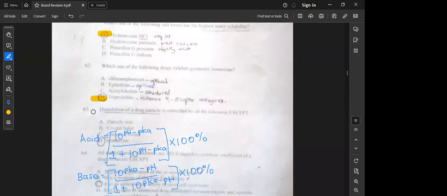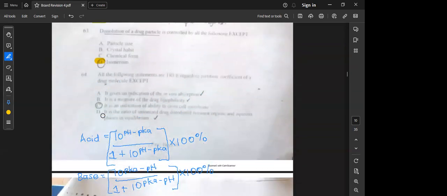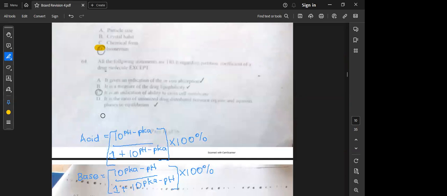Okay. So for 63, the dissolution of a drug particle is controlled by all of the following except: particle size, crystal habit, chemical form, and isomerism. So particle size, yes, crystal, chemical, I don't think isomerism will have any effect on the dissolution. And everyone on the chat box, I think, is also agreeing with that.